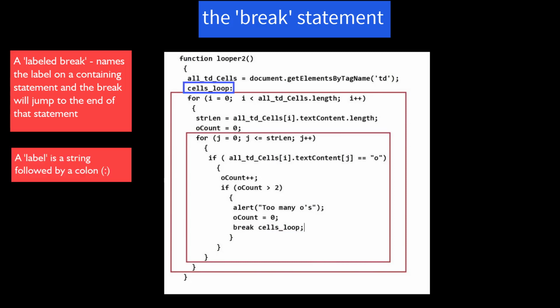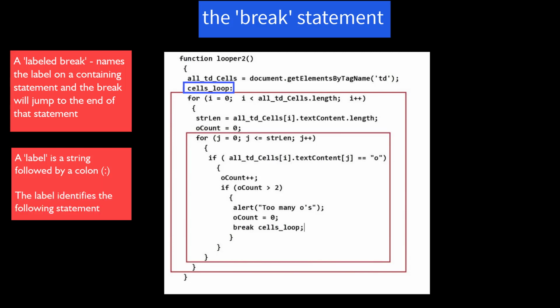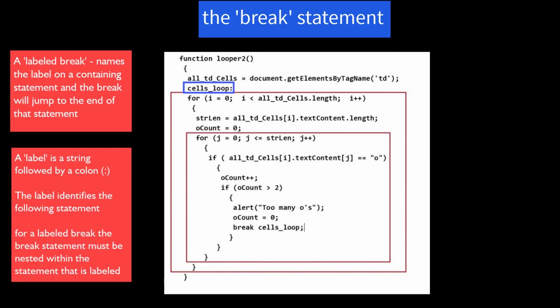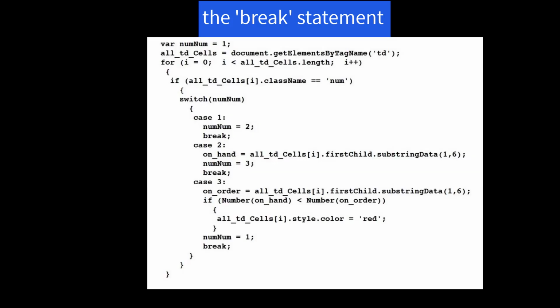A label is a string followed by a colon. The label identifies the following statement. For a labeled break, the break statement must be nested within the statement that is labeled. Now, armed with this information, we can finish our function.